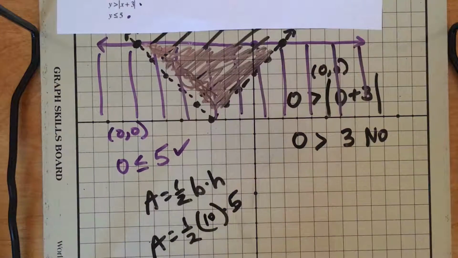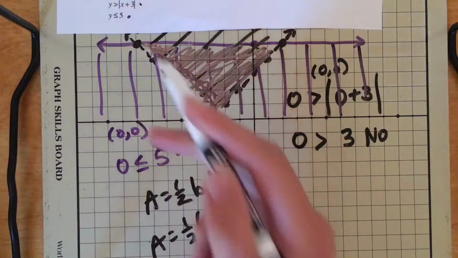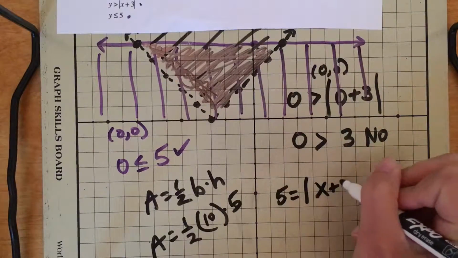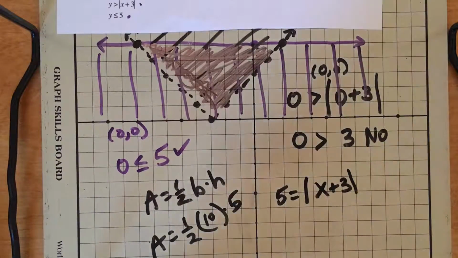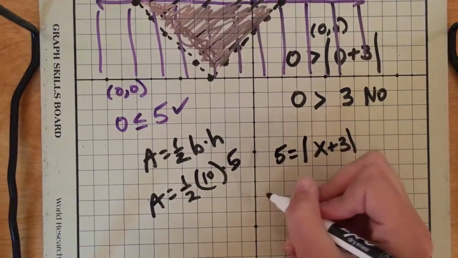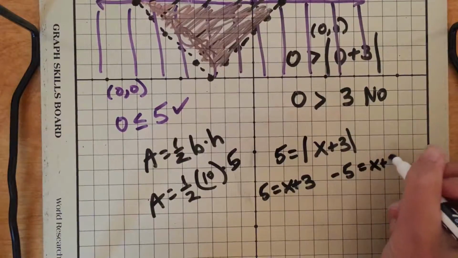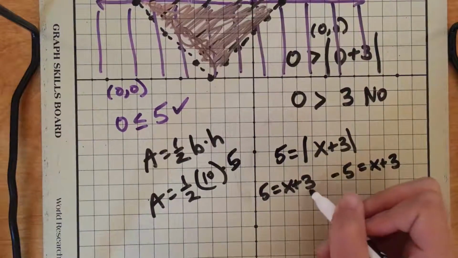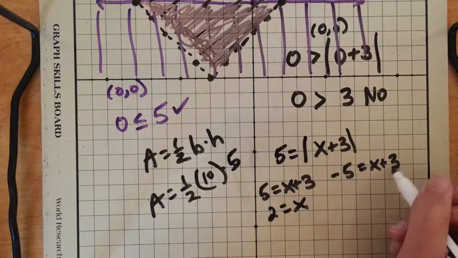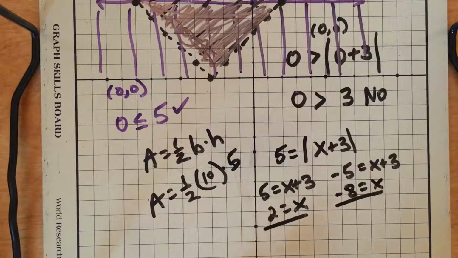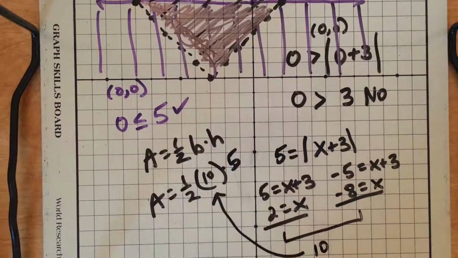That's 10 long. Or if your graph isn't very good, you can just find the intersection of these two by setting them equal to each other. So 5 equals the absolute value of x plus 3. And to solve that, remember you write two different equations. This could equal positive 5 or negative 5. Both of those things could happen. So I'm going to subtract 3 and I'll get a 2. Subtract 3 again, and you get the same numbers that we had before. The distance between these was 10. So that's where we're getting this 10 here.